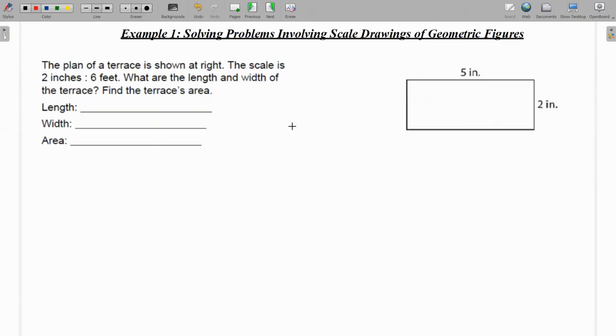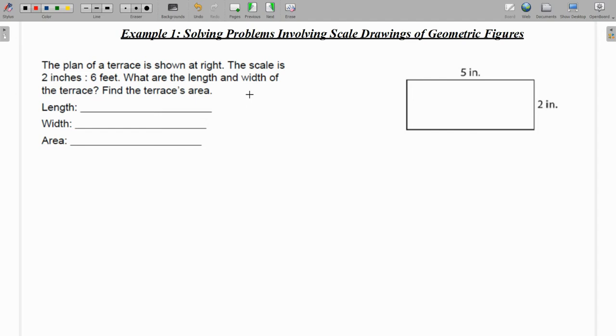In example 1, we're looking at solving problems involving scale drawings of geometric figures. Our directions tell us that the plan of a terrace is shown at right. The scale is 2 inches for every 6 feet. What are the length and width of the terrace, and then find the terrace's area. Over here to the right, we're given a rectangular shape representing this terrace as a small drawing, and we're told that the dimensions are 5 inches by 2 inches.